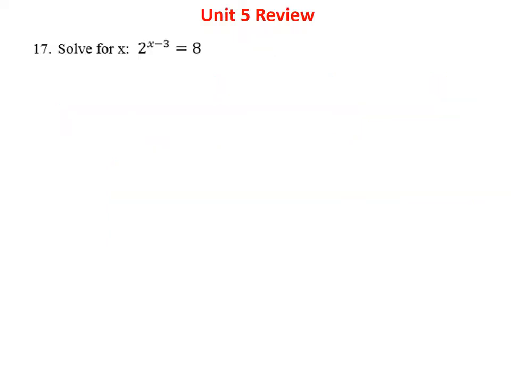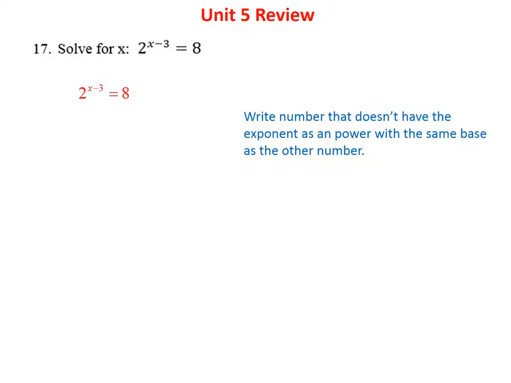Number 17, we're asked to solve for x. We have an exponent. X is in our exponent. So the first thing we want to do is we notice we have a 2 to the x power. So we're asking, can we write this one as 2 to some power? And in this case, we do know that 2 times 2 times 2 equals 8. So in other words, we can write that 2 to the x minus 3 equals 2 to the 3rd power.